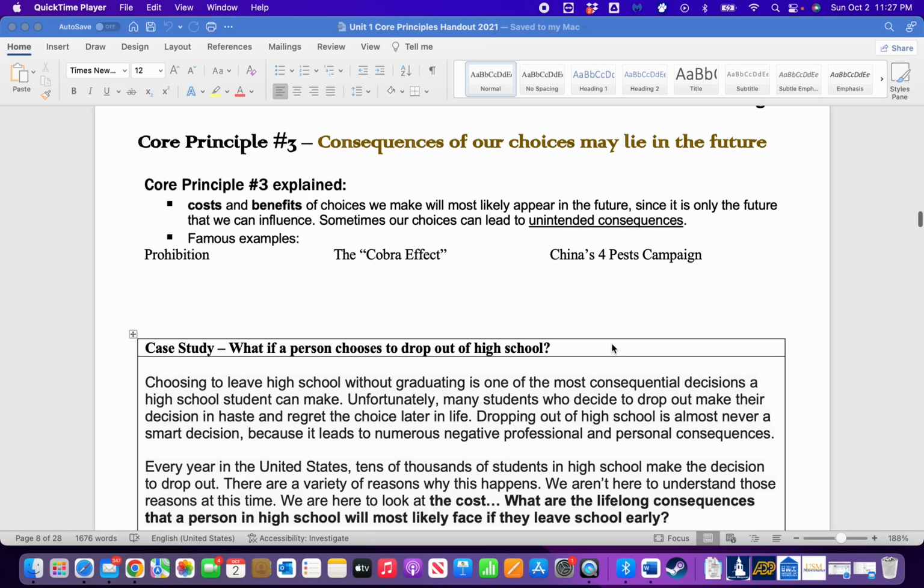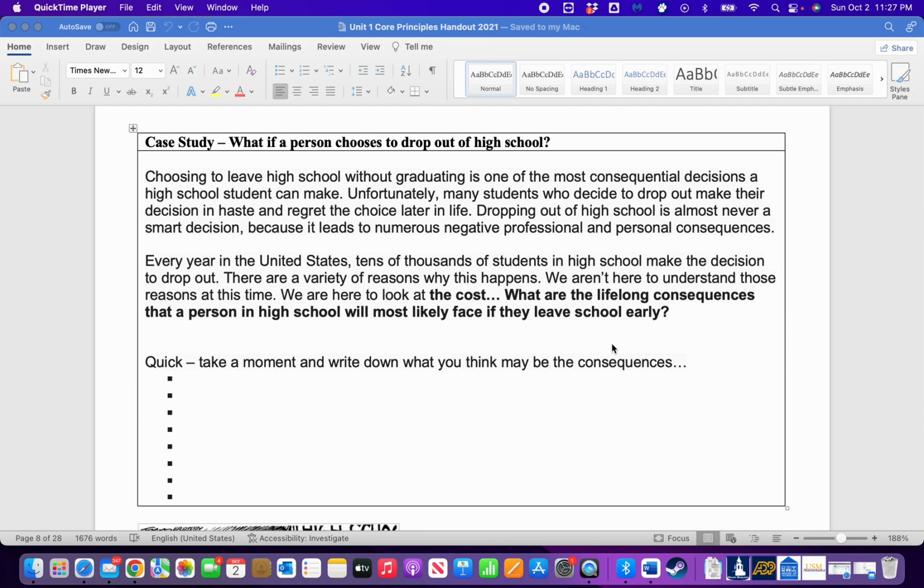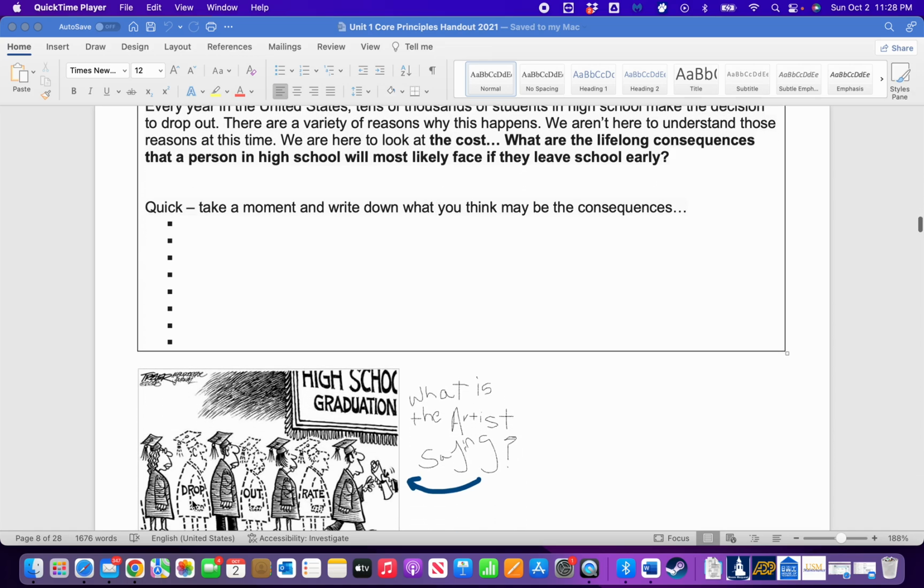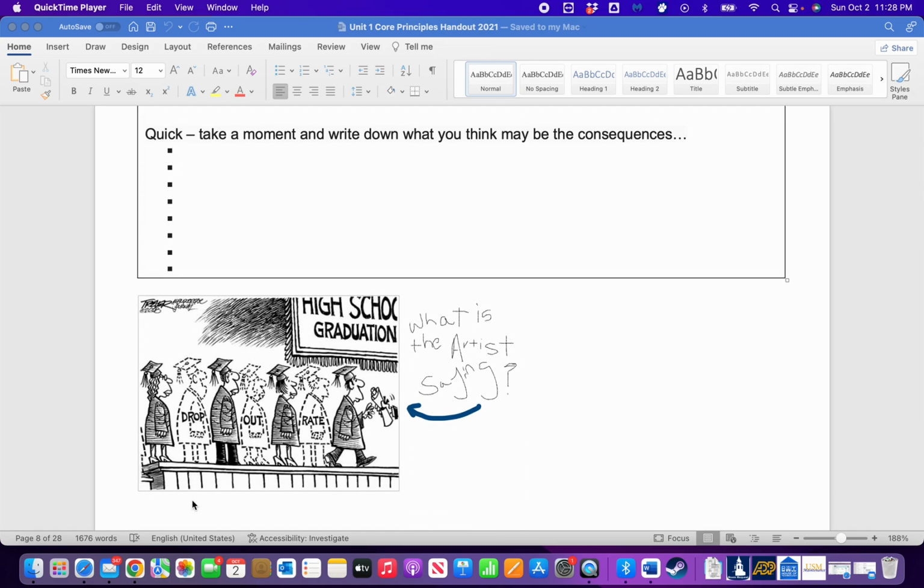When you're done with that, I want you to go down here and just read over this, talking about what could be lifelong consequences that a person in high school will face if they leave school early, if they drop out. You know what? Some of these consequences might not even be known until decades later. So write down here what you think could be some of these consequences, and you'll show me a little bit later on. See if you can answer that cartoonist's statement there, like what's he saying?